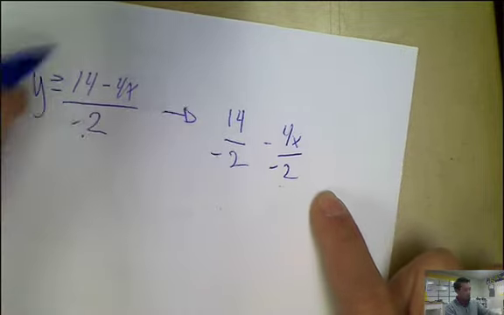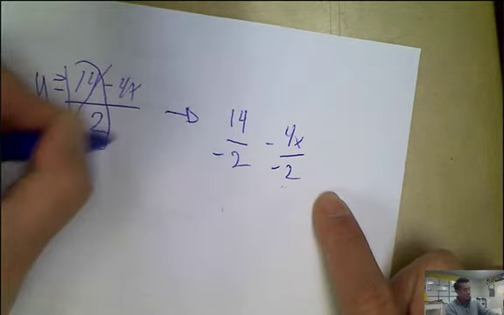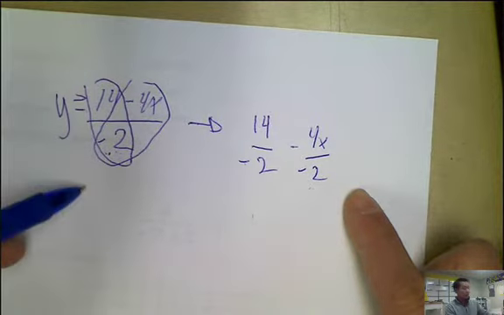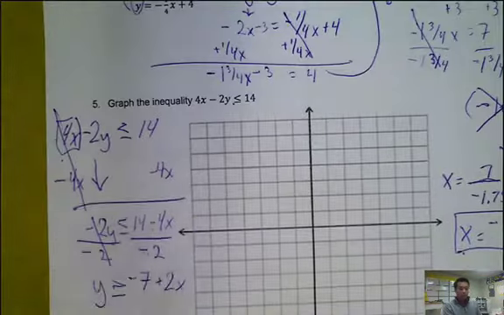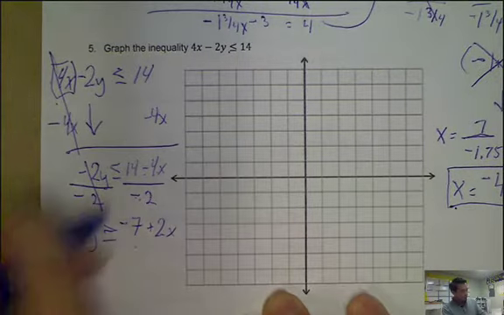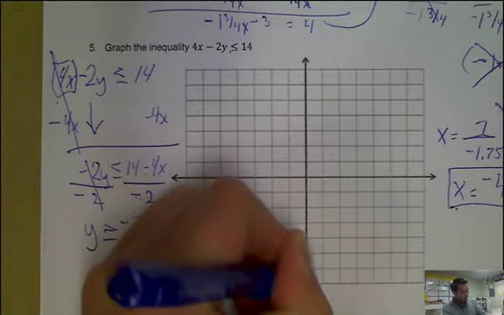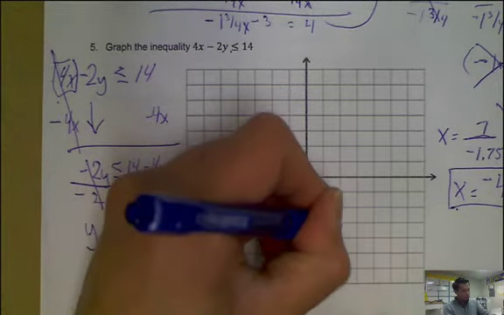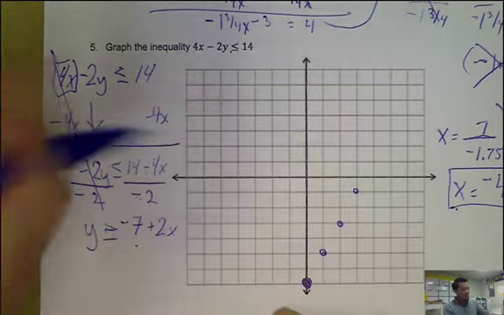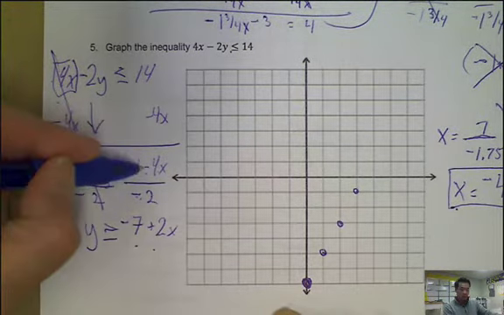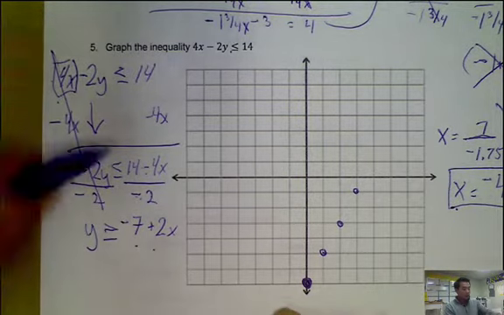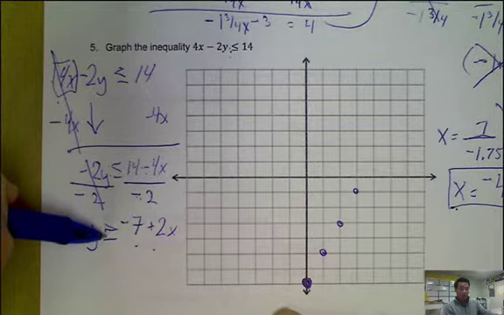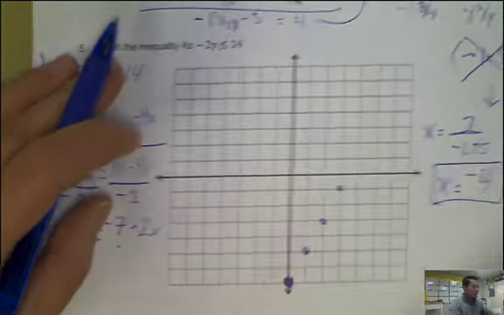So really, you can actually just break it up into its own little chunk like that. You would do 14 divided by negative 2, and then negative 4x divided by negative 2. Okay? So here, my y-intercept is negative 7, so (0, negative 7). My slope is 2, so go up 2 over 2, up 2 over 2, and I know that it is a positive 2 because negative 4x divided by negative 2 is positive 2. Since it is a less than or equal sign up here, when we flipped it down here, it doesn't change the fact that it still has that equal, so it's going to be a solid line.